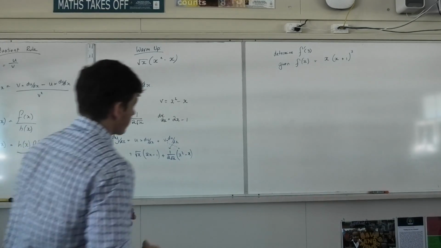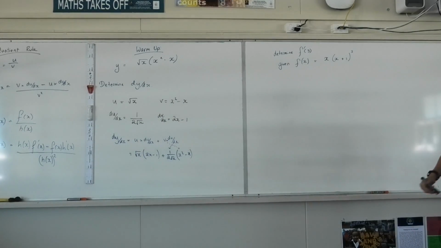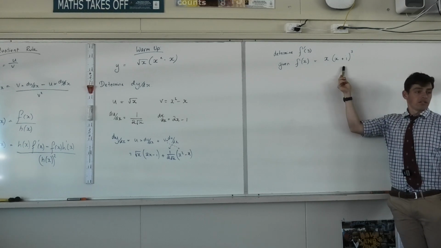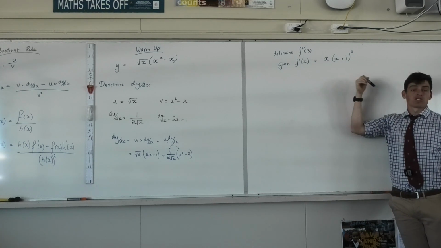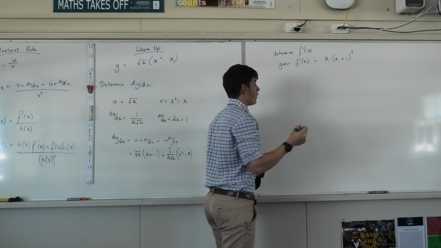Okay, so here we're combining a couple of rules. What do we have to do to start this problem? Before that, what have we got? We've got a function times by a function, which tells us that we're using the product rule. So the first thing we need to do is define our terms.